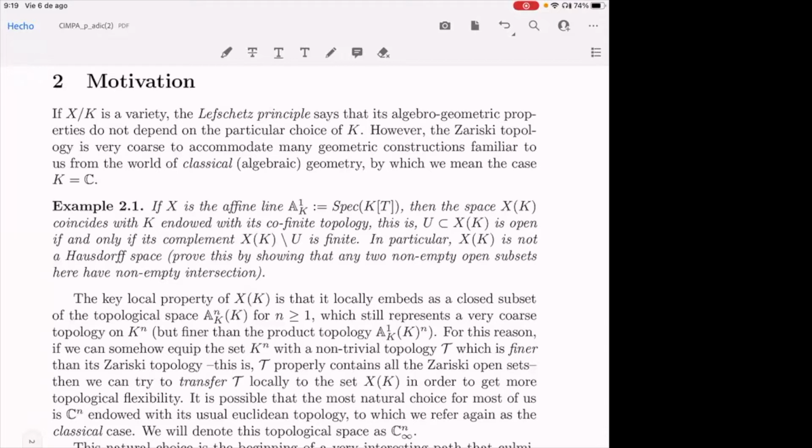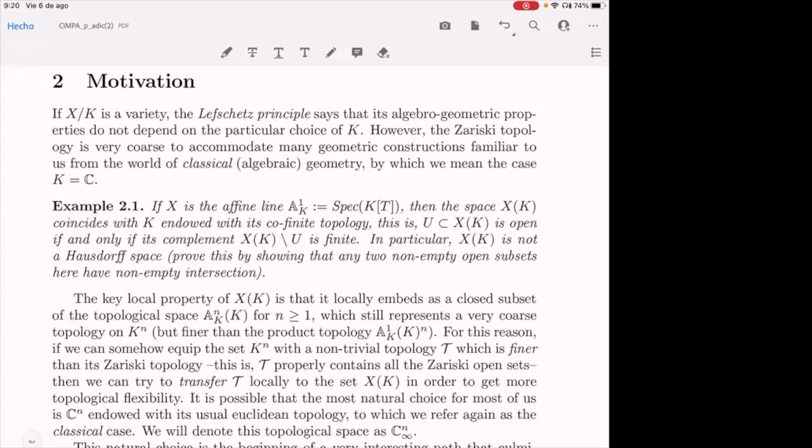Of course, this is true because the Zariski topology is really very general, right? I mean, you don't need to refer to particular characteristics of the field to define the Zariski topology in your varieties. You just need polynomials, and that's all. And polynomials are valid objects over any field and over any ring.